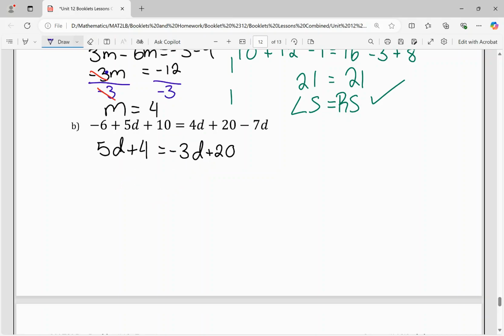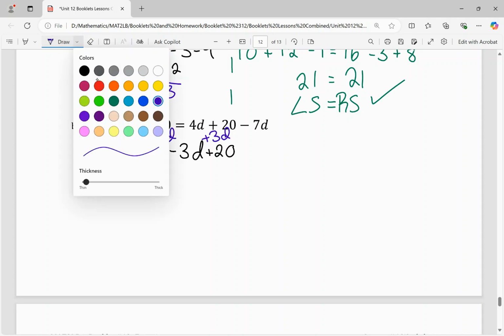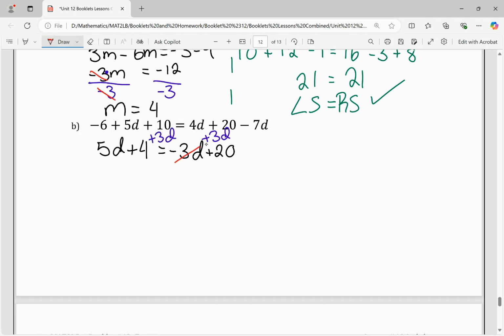So let's start by moving that negative 3d. The opposite operation is to, instead of subtracting 3d, adding 3d. And I need to do that to both sides. Now, negative 3d plus 3d, that's 0. So those cancel out, leaving me with the statement 5d plus 4 plus 3d is equal to 20.